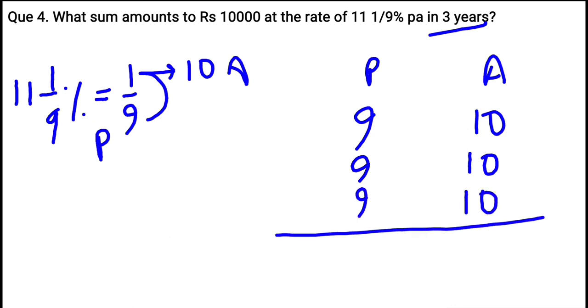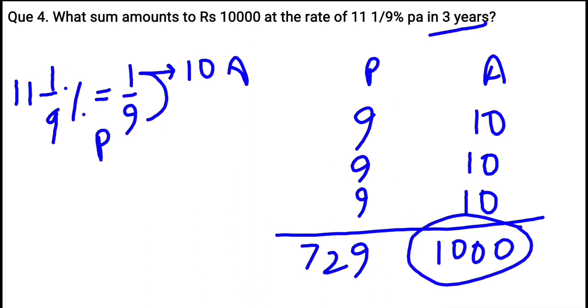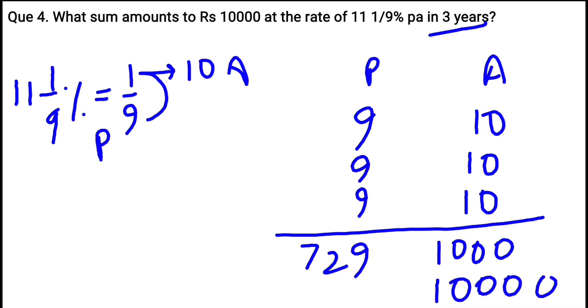Okay, if you multiply these 3, you get 729, that is the cube of 9, and this is 1000. Now the thing is that if you receive this much money, it means you had deposited this much money in the bank, but the thing is that you do not receive this money. How much money do you receive? What is the amount? Amount is this.